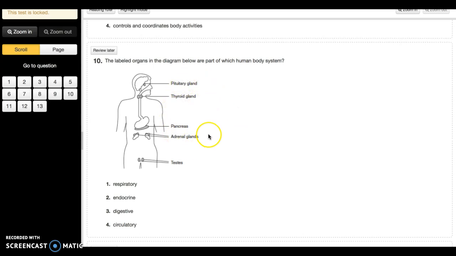These are all of our glands again. This is why I wanted to go over endocrine, because it is mentioned quite a bit on the exam. So glands equals endocrine.